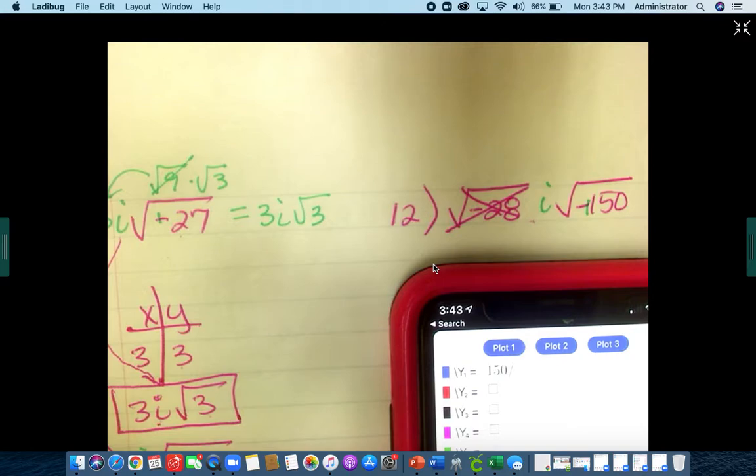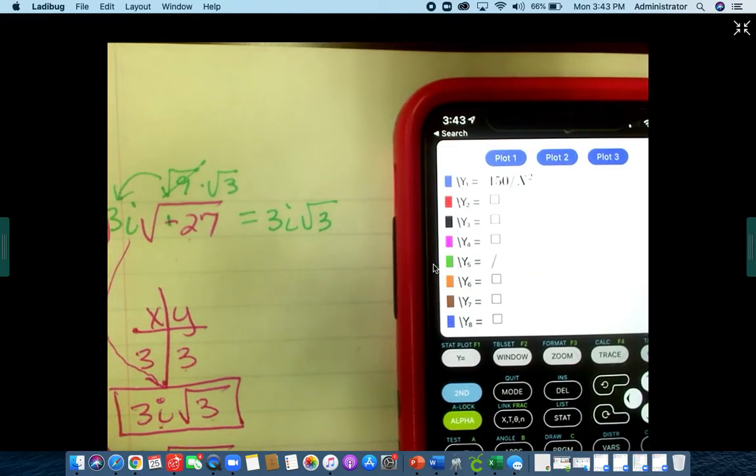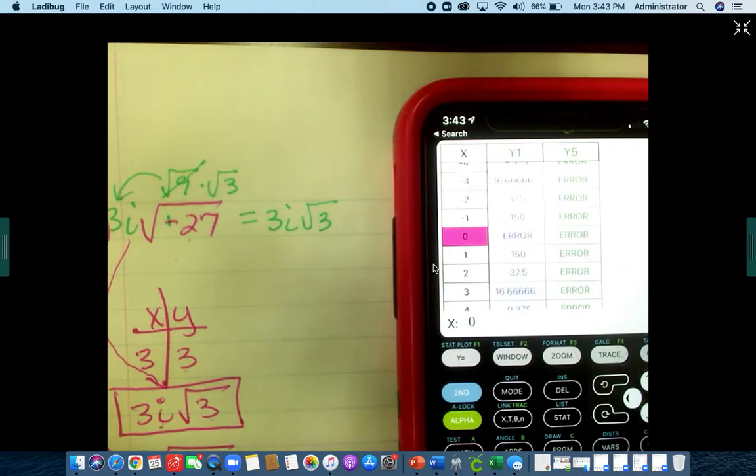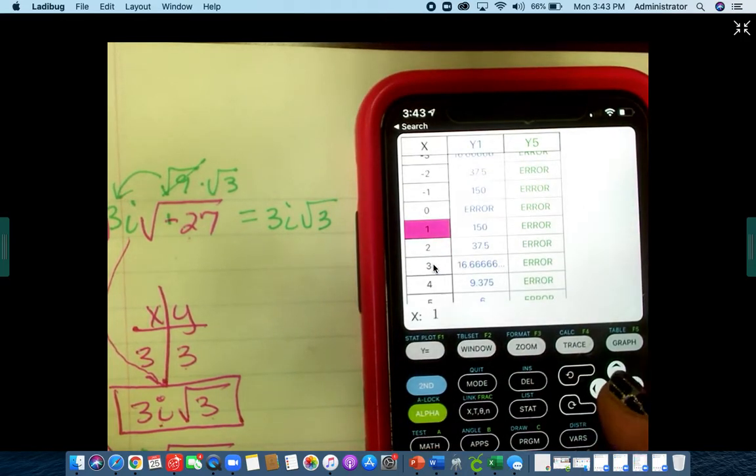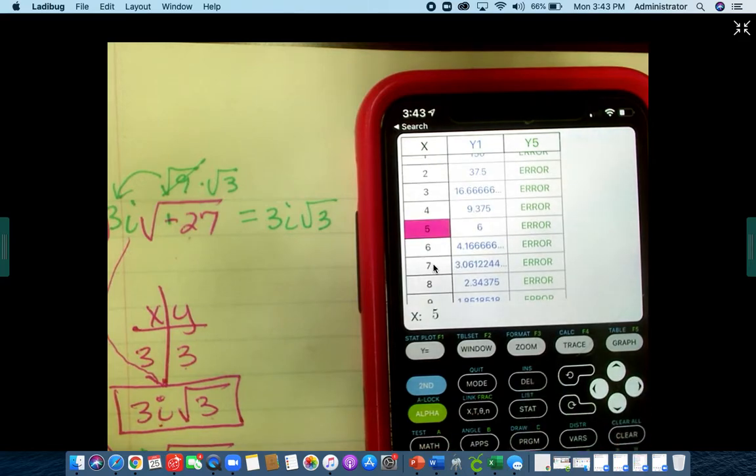So 150 divided by x squared in my calculator. Trying to make it so you can see it. Second graph, looking for my last integer ordered pair. I've got 1 and 150, 5 and 6.